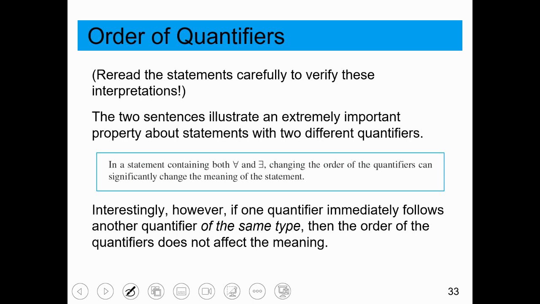The two sentences illustrate an extremely important property about statements with two different quantifiers. In a statement containing both the universal and existential quantifiers, changing the order of the quantifiers can significantly change the meaning of the statement. Interestingly, however, if one quantifier immediately follows another quantifier of the same type, then the order of the quantifiers does not affect the meaning.